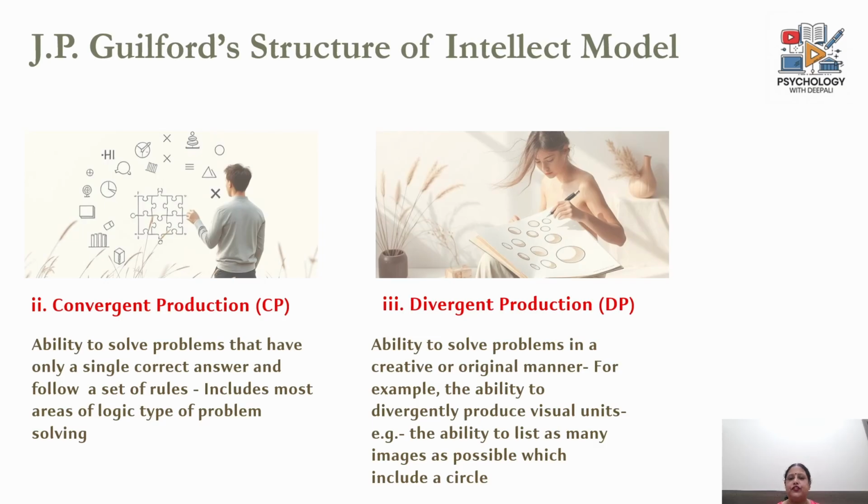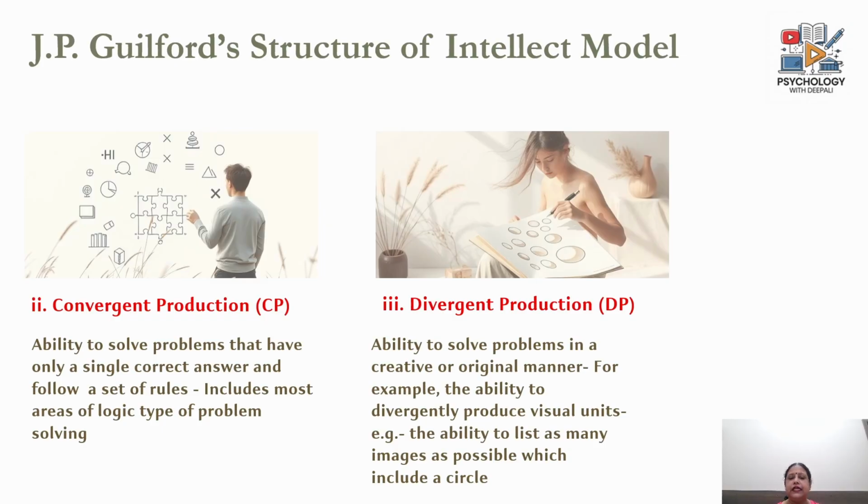The second operation is convergent production. This is basically logical thinking, the ability to solve problems that have one correct answer or single correct answer, and they follow a set of rules. So all kinds of logical thinking, all kinds of problem solving, whether it's mathematical problem solving or any other kind of abstract problem solving, involves this ability of convergent production.